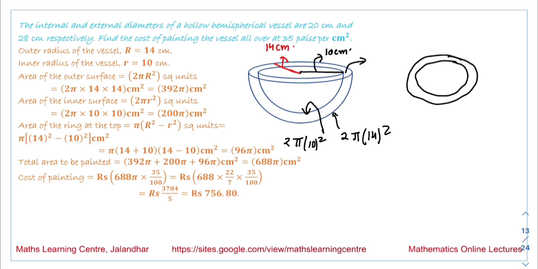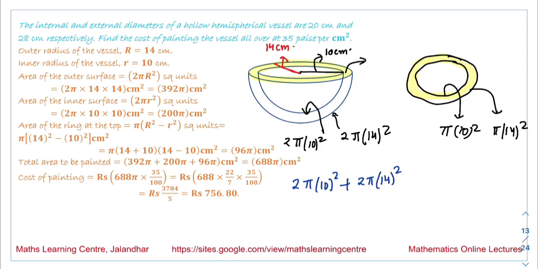Now the area of this region, this top portion we are talking about: the area of this inner circle will be pi r square, meaning pi 10 square, and the area of this outer portion will be pi 14 square. So what is the total area over here? It is 2 pi 10 square plus 2 pi 14 square plus the value of this area, which will be pi times 14 square minus 10 square.